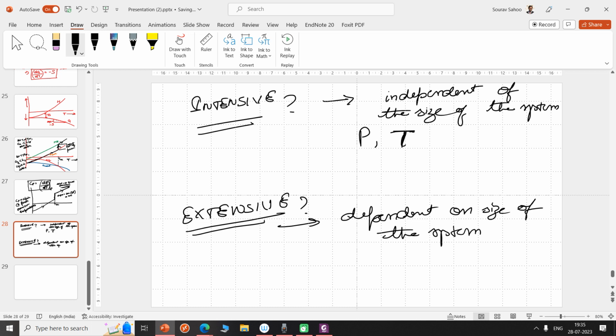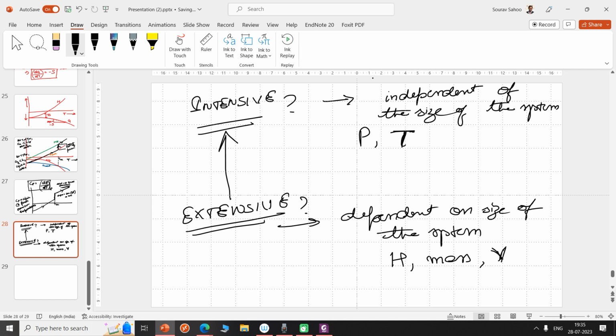So my free energy, mass, volume, these are all dependent on the size of the system. If I have a bigger system, my volume will be more. If I have a bigger system, my mass will also be more, because the number of constituent particles will be more. But there is a way of converting an extensive property to an intensive property.